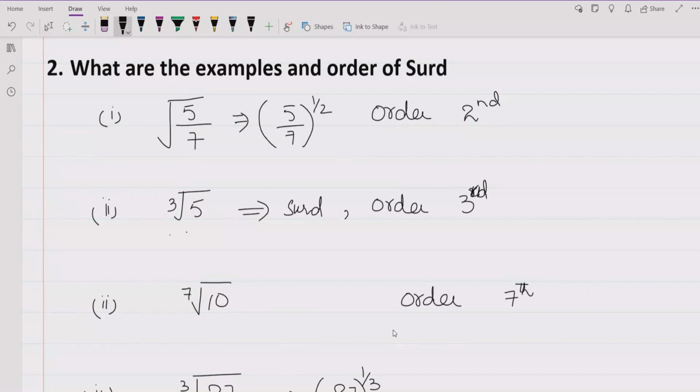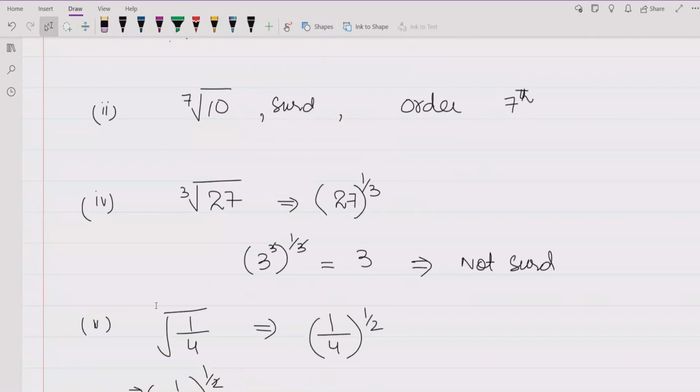So this is a surd example and the order is third. And if we have 7 root 7 under root 10, it's also a surd example and the order is 7. So these are the examples and order of surd. So just check first whether this is a surd or not. If it is simplified and the radical sign is removed or cannot come in the final answer, then this is not a surd example, like these two examples.